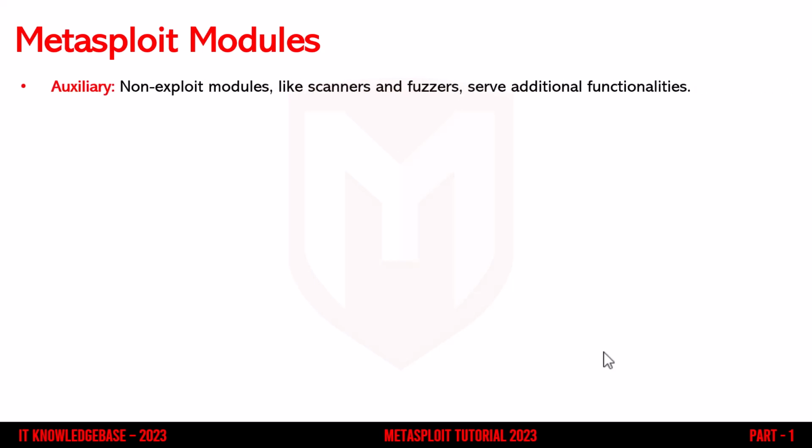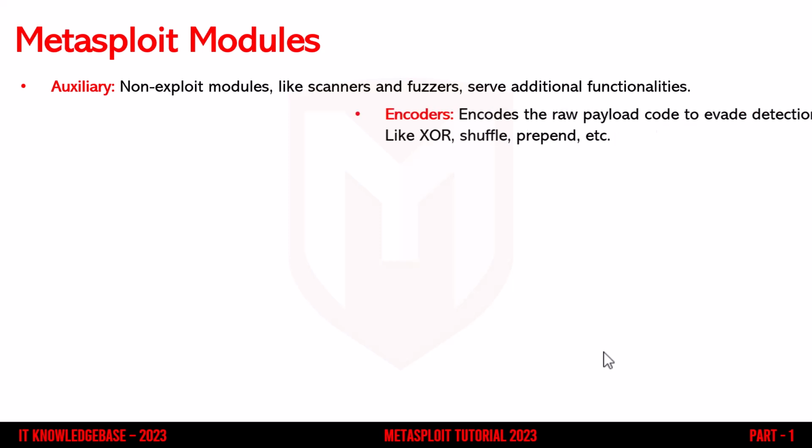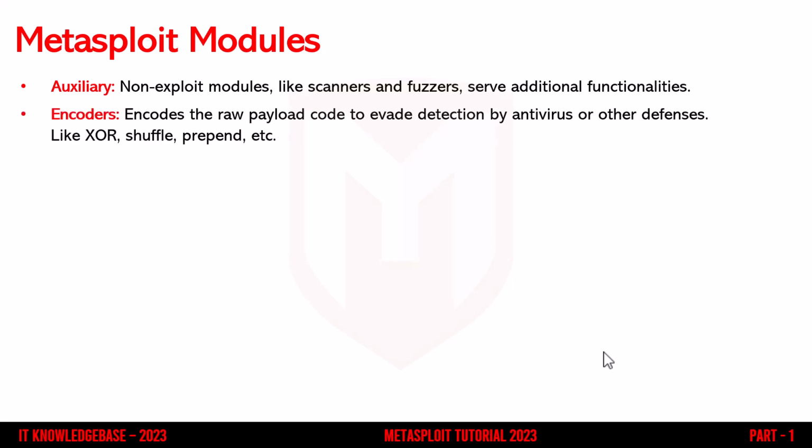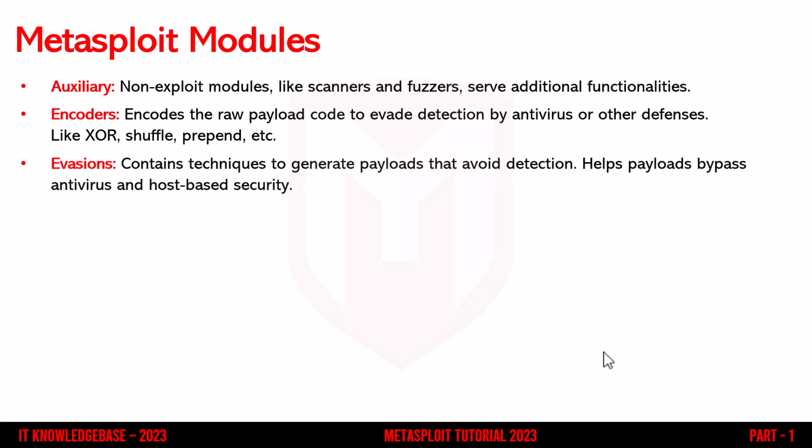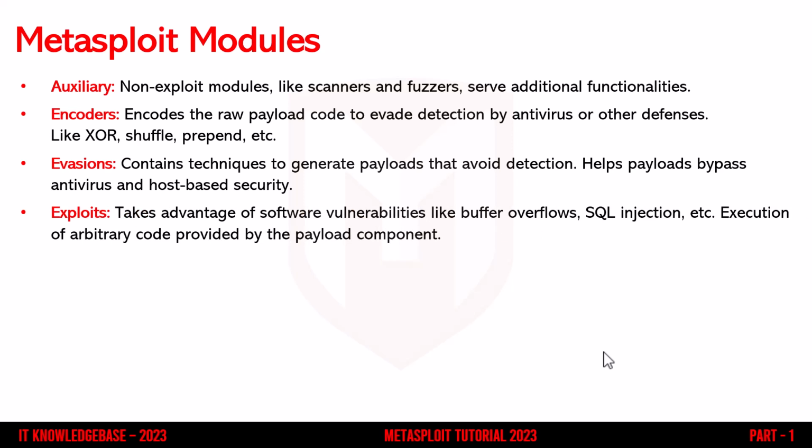Auxiliary, this is a non-exploit module like scanners and fuzzers that serves additional functionalities. Encoders encode the raw payload code to evade detection by antiviruses or other defenses. Different encoding algorithms are used like XOR, shuffle, prepend, etc. Evasions contains techniques to generate payloads that avoid detection. This helps payloads bypass antiviruses and host-based security. Exploits take advantage of software vulnerabilities like buffer overflows, SQL injection, etc. It allows execution of arbitrary code provided by the payload component.